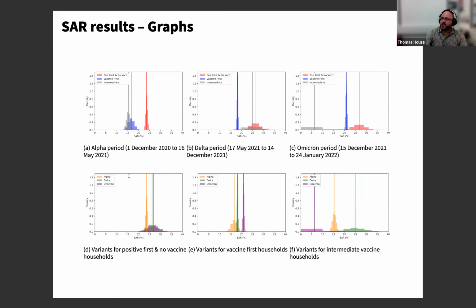Now, the idea is we split the data into three periods, one where alpha was dominant, one where delta was dominant, and one where omicron was dominant, and then split the households by group into ones that were not at all vaccinated, ones that were substantially vaccinated, and ones that were sort of intermediate. And you'll see the intermediate class bounces all over the place. So that was mainly done just so we could ignore it. And what you see is the secondary attack rate is much higher, even when adjusting for strain in the households that are unvaccinated, right? And that's the same for each strain.